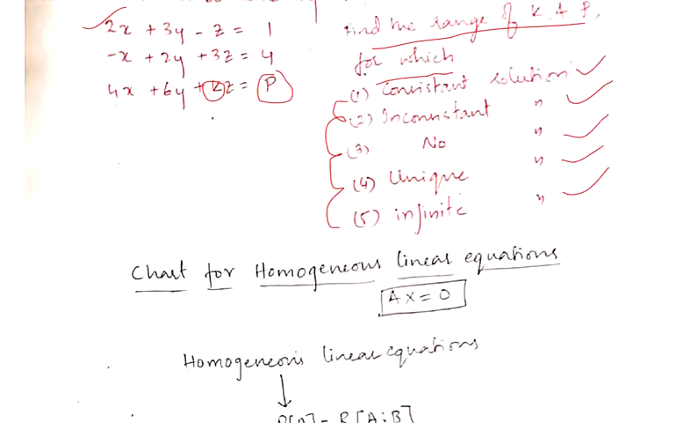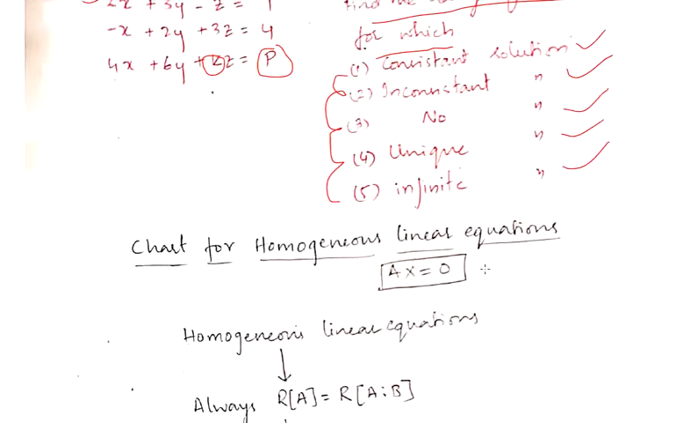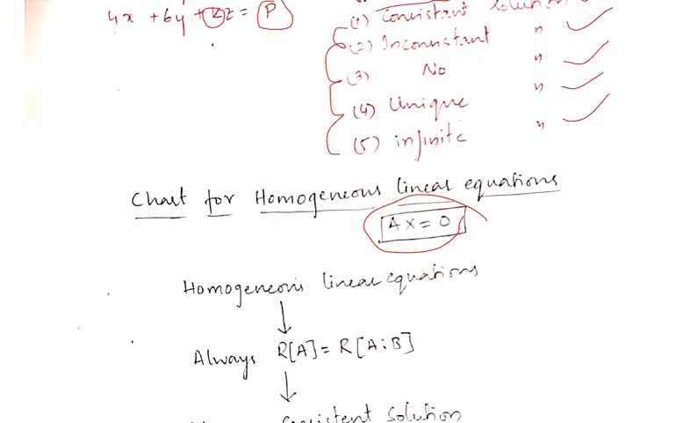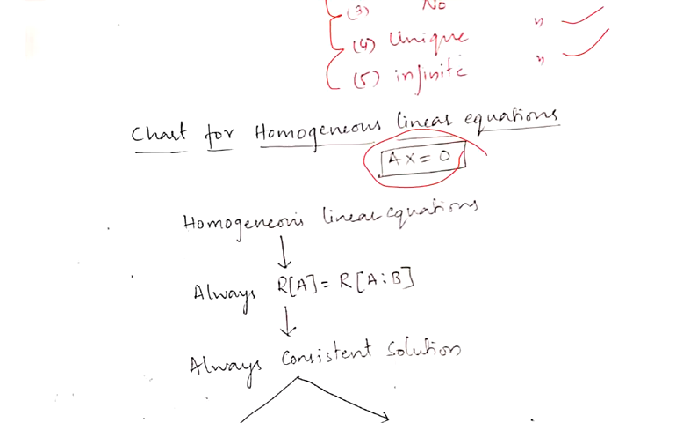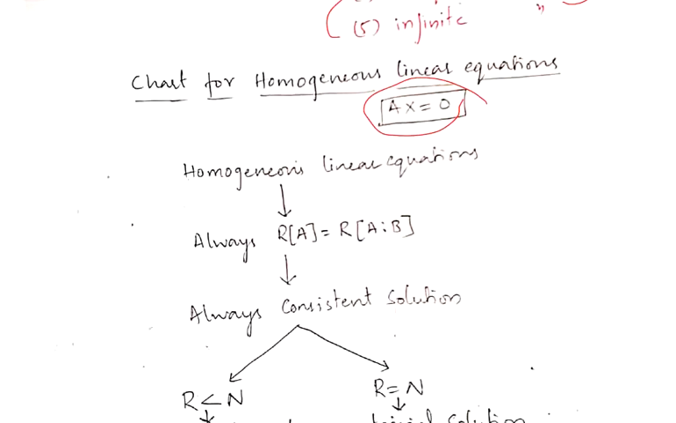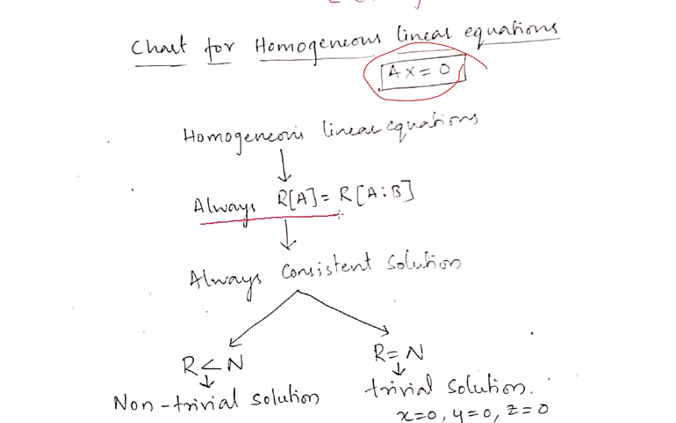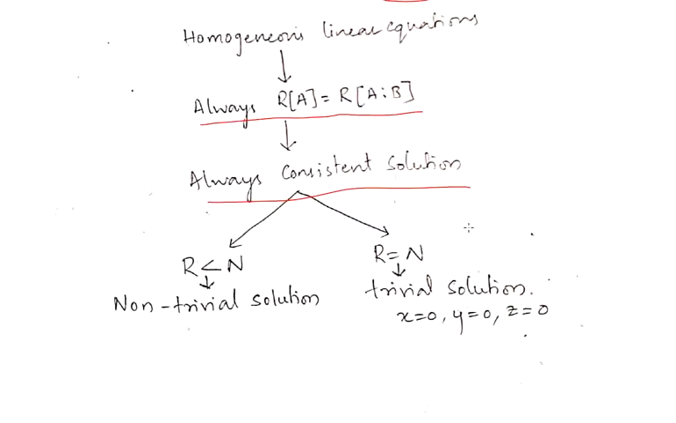And coming to the chart of homogeneous linear equations, a homogeneous linear equation is nothing but the Ax equal to 0 form. In this it is very straightforward, there is no confusion here. You can see here, homogeneous linear equations. The rank of A will always be equal to the rank of the augmented matrix, and it is always a consistent solution. There is no inconsistency here.